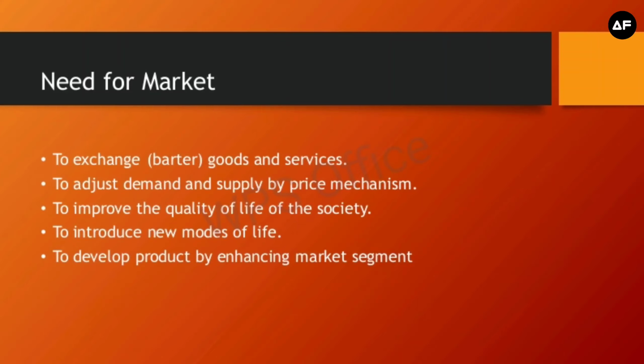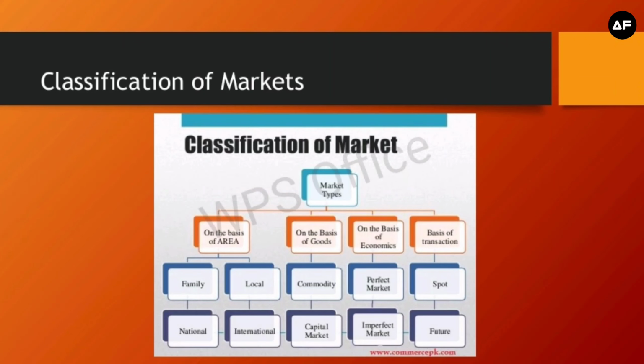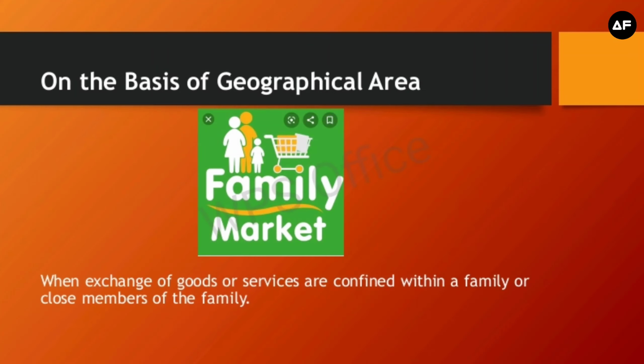Next, let's go into the classification of market. The classification of market is divided into eight parts. It is basically classified on the basis of area, goods, economics, transaction, regulation, time, volume and importance. So let's get into this in detail.